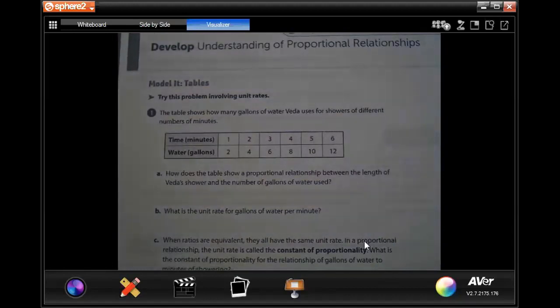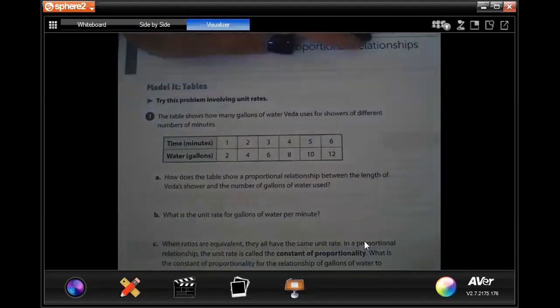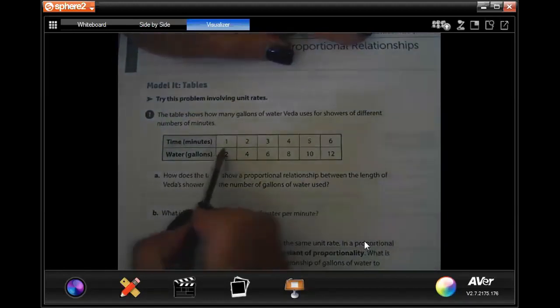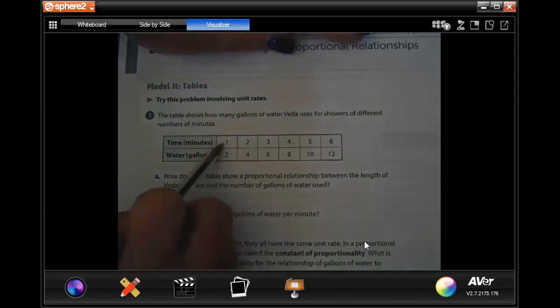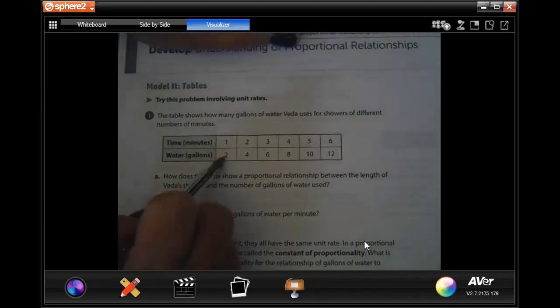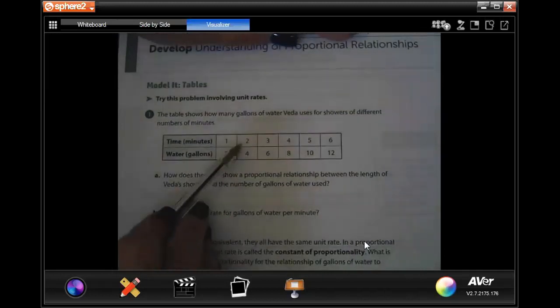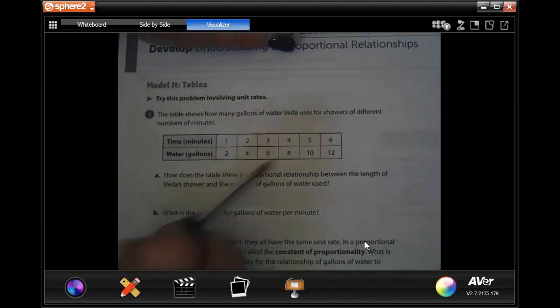So look at number 1. The table shows how many gallons of water that it uses for showers of different number of minutes. If she spends 1 minute in the shower, she's using 2 gallons of gas. I hope she's not showering in gas. Woo! How about 2 gallons of water? For 2 minutes, she's using 4 gallons. 3 minutes, 6 gallons, 4 minutes, 8 gallons, 5 minutes, and so on and so on.